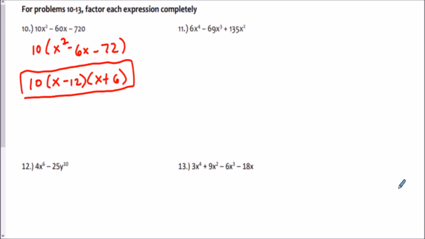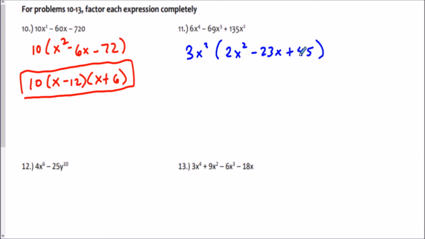For problem number 11, same basic idea. We're going to look at this and ask, what's the GCF? I see that there is an x squared in all of these. I can check to see if there's a 6, but the 69 does not divide nicely by 6. So 3 is the biggest thing I can take out. I'm going to take out 3x squared, and then write what's left, which is 2x squared minus 23x plus 45.